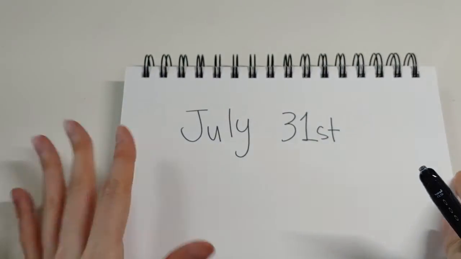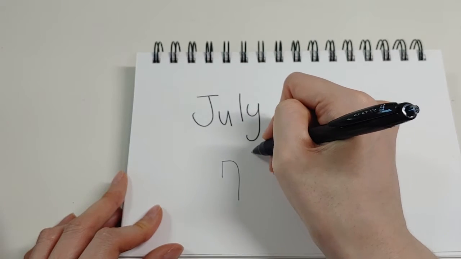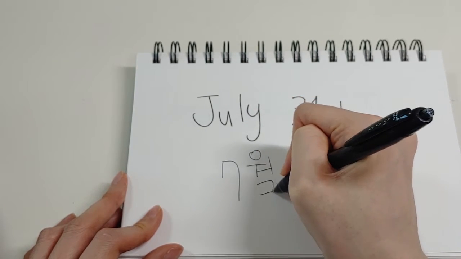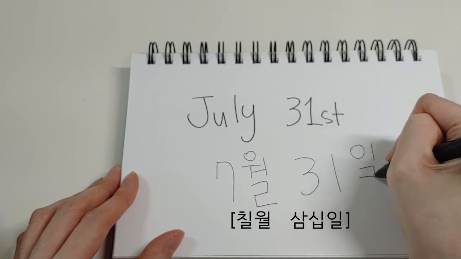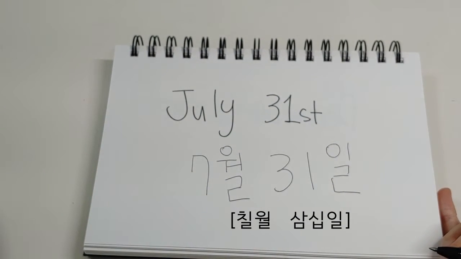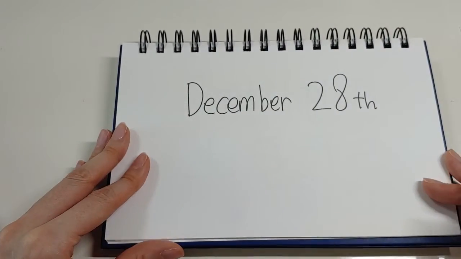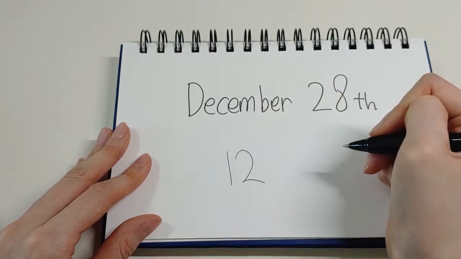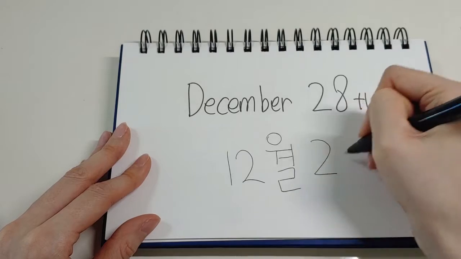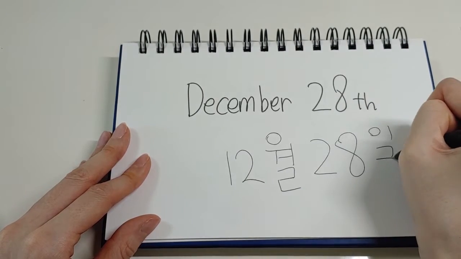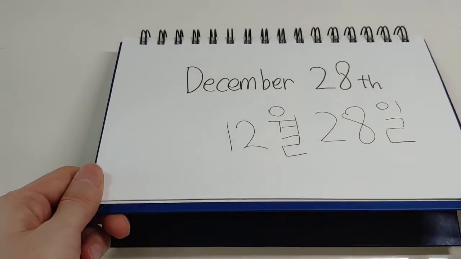And moving on to July 31st. July is the 7th month, so it's 7월, right? 7월 31일. 7월 31일. And last example, December 28th would be 12월 28일, right? 12월 28일. So I believe you got the hang of it now.